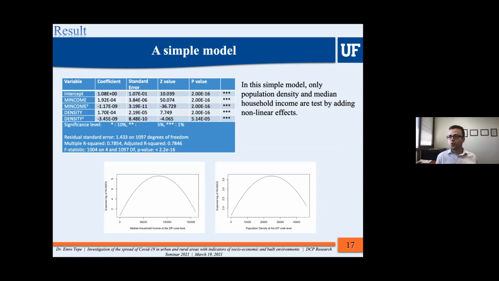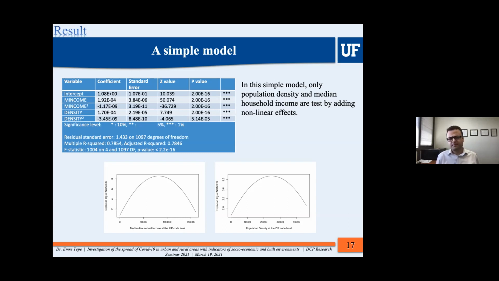The major question and concern among many people is whether density is a player. So I came up with a very simple model and only included density. The density here is population density, and income could also play a role, so I included both. Then I asked myself another question: do we expect to see a linear relationship, where density increases and the number of cases increases, or income changes and the number of cases increases?